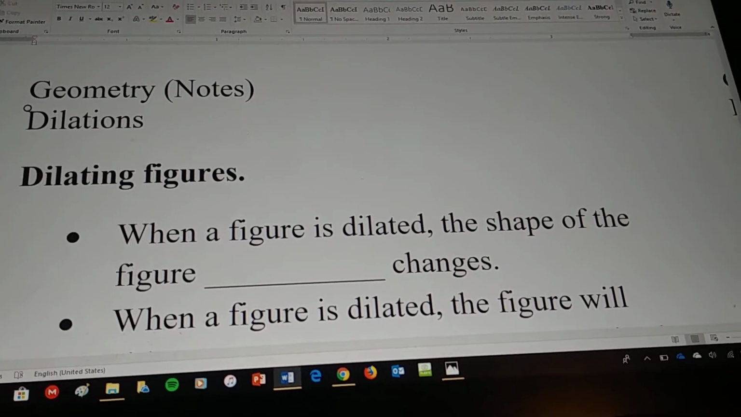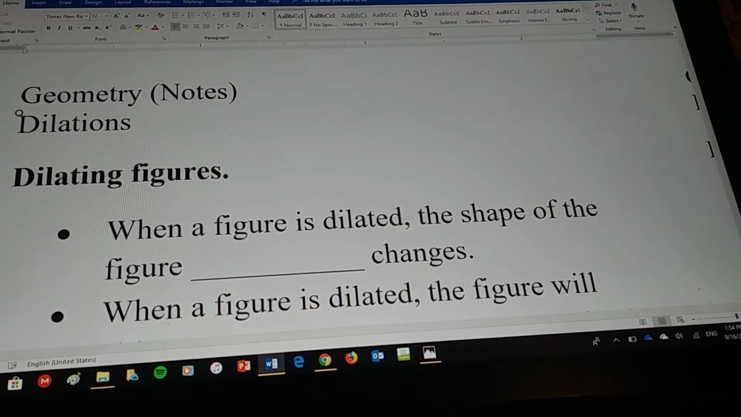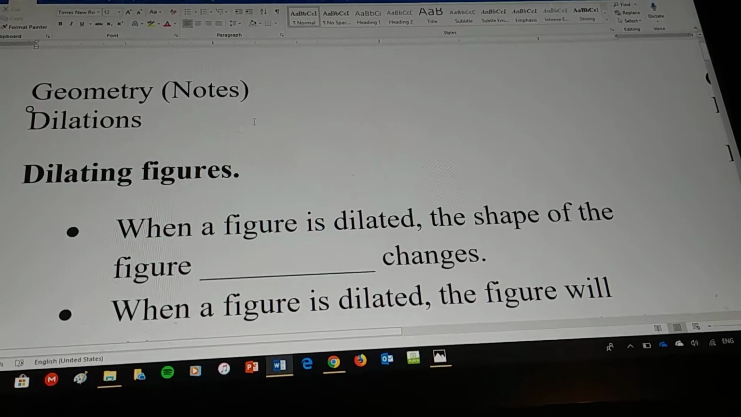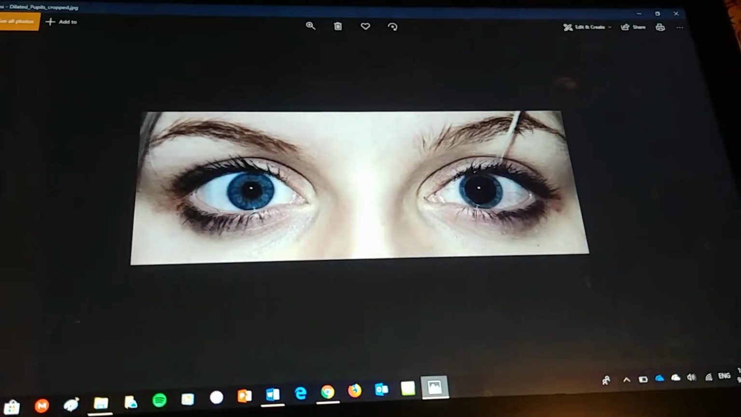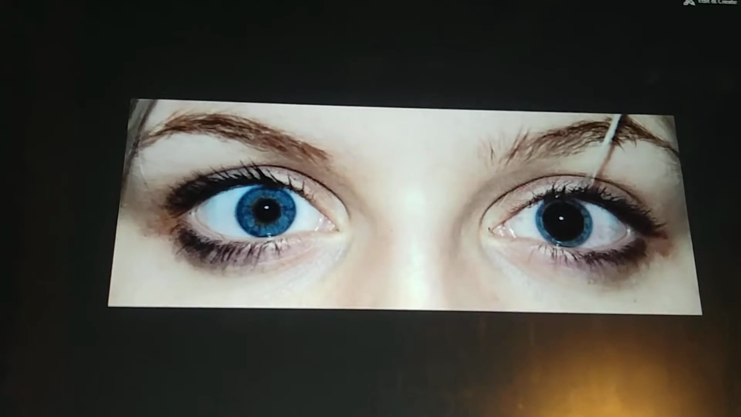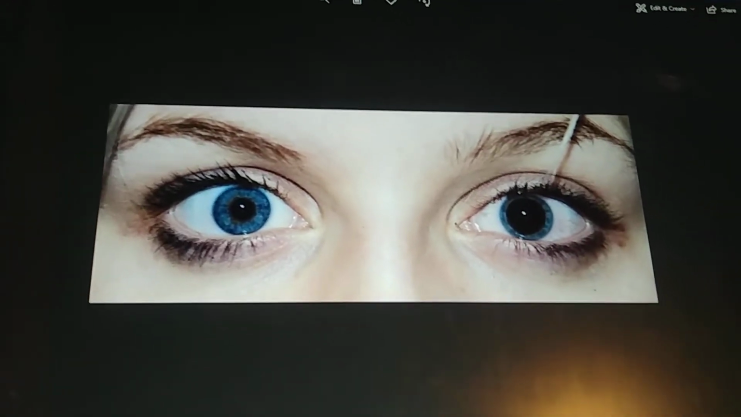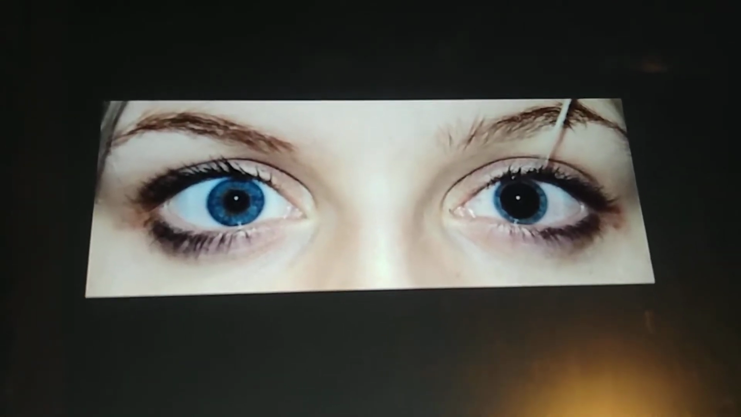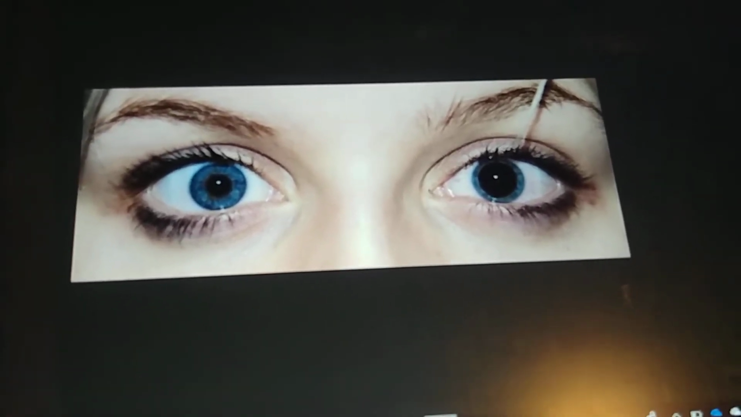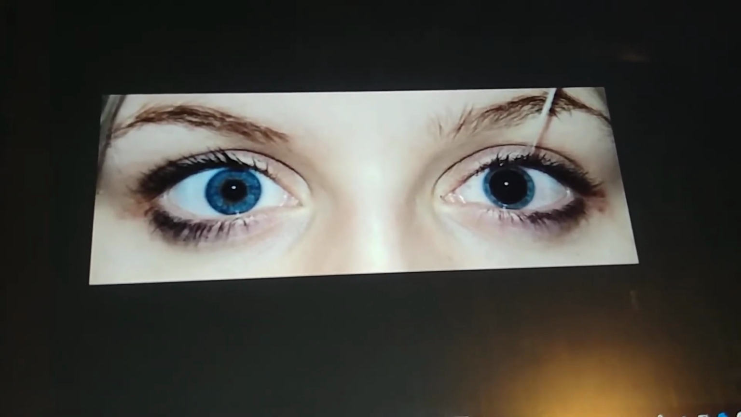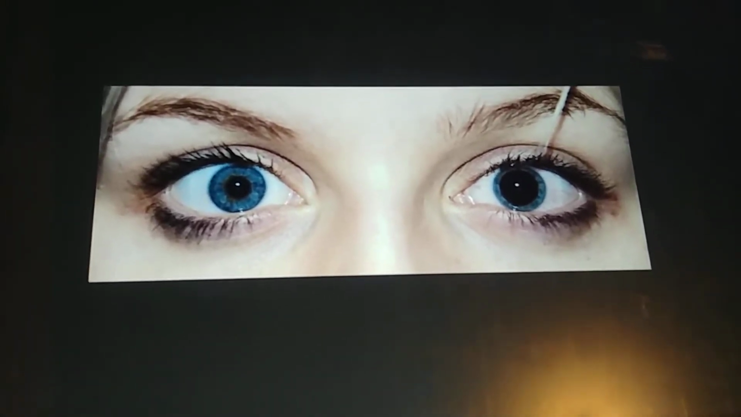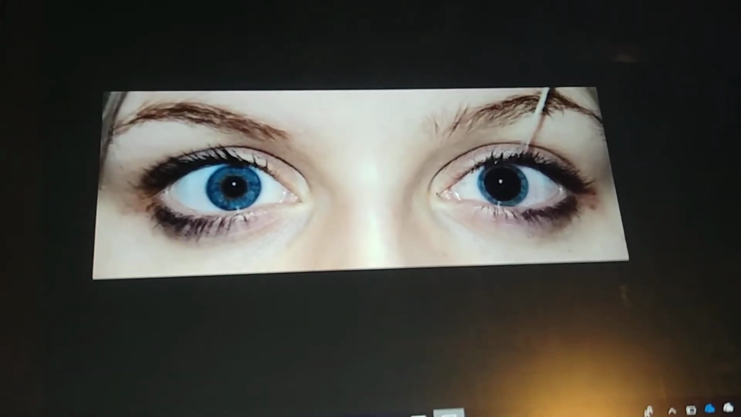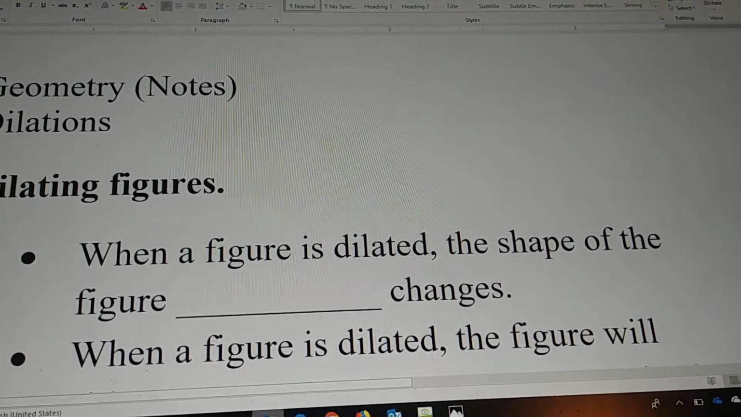Dilating figures. The easiest thing I can think of when thinking about dilations is eyes. Let me show you an example. Here, we have examples of eyes that are being dilated. Notice that the shape of the eye doesn't change. They remain circles. They just either shrink or expand in size. That's pretty much it. They just expand or shrink in size, and that's what it means to dilate something. That's what we're going to be doing.